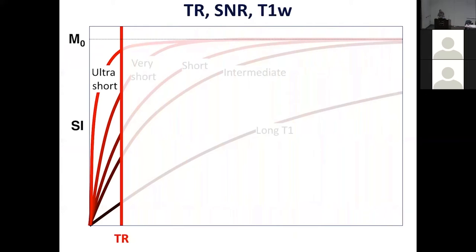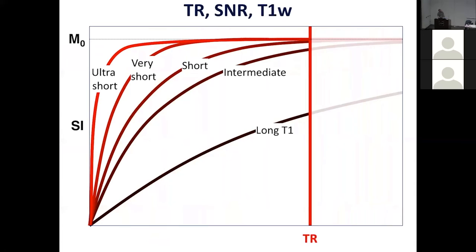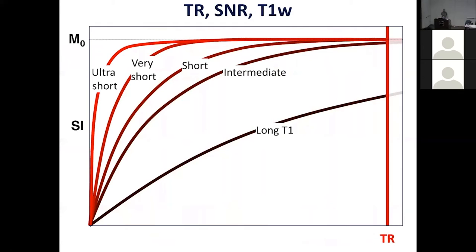And now let's go the other direction again. We're now going to increase the TR. And as we increase the TR, notice that the signal to noise goes up, but now we start losing our ability to separate tissues. Our T1 weighting goes down.